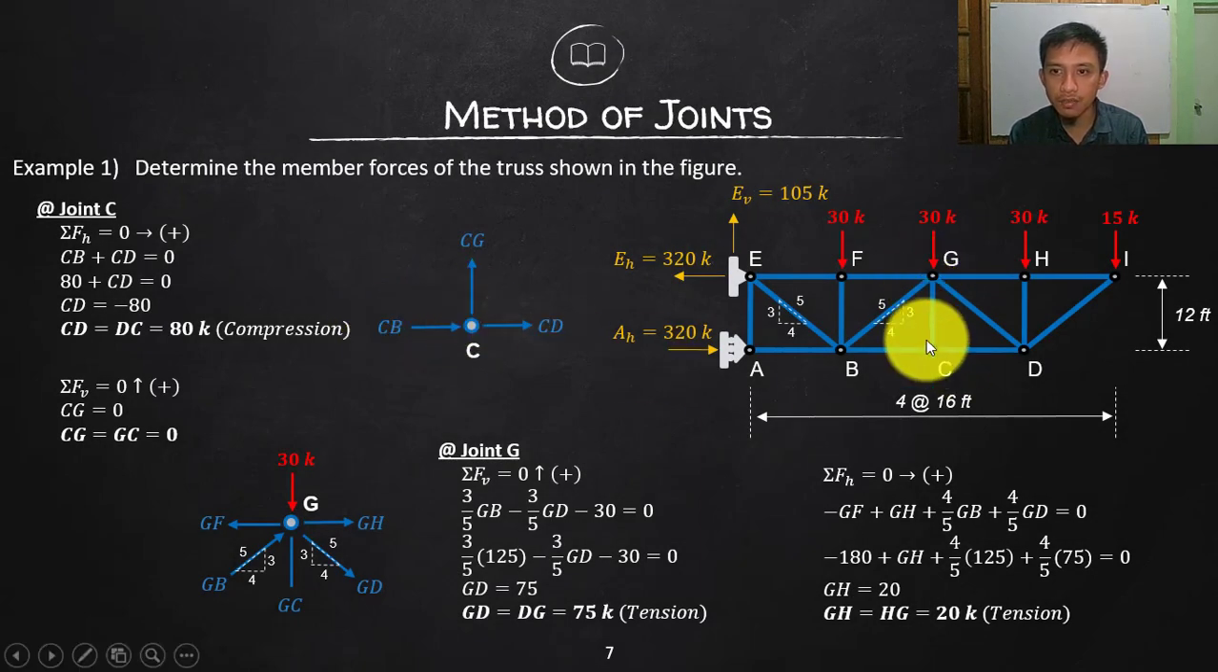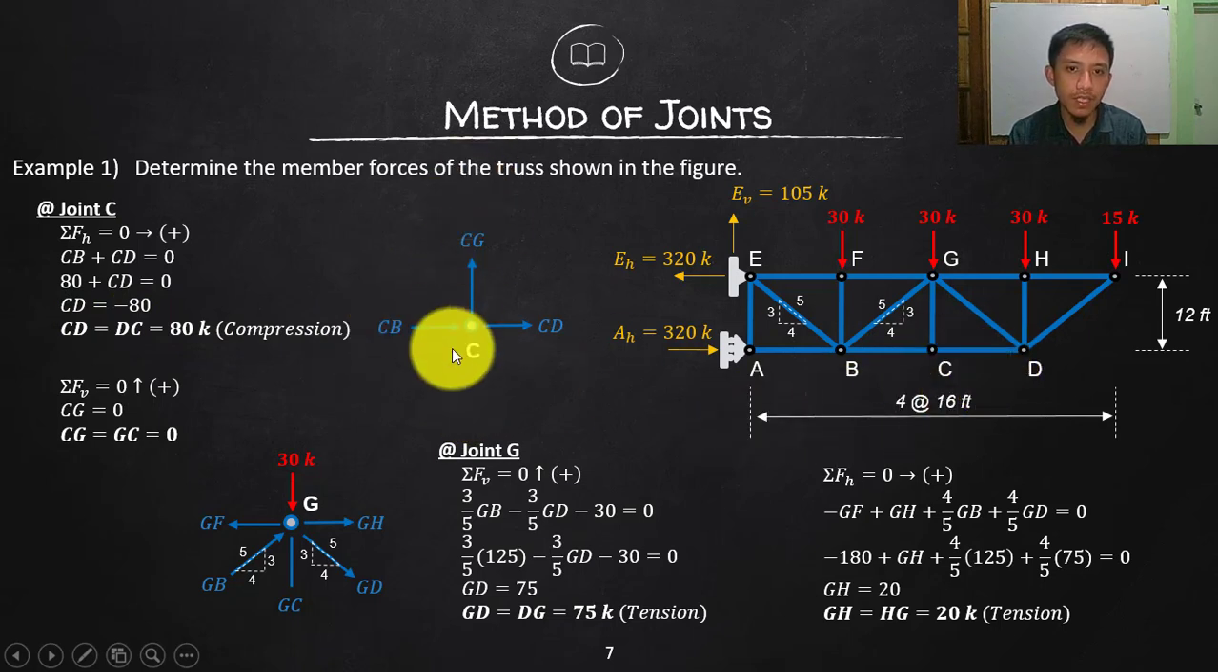CG, that is unknown yet, so we will assume that one outwards. CD, assume that one outwards. Summation horizontal, CB is going to the right, CD is to the right, substitute what is given. So CB is 80, CD is what we will be solving, this will go negative on the other side. So CD is compression, the opposite, since that's a negative. So CD is equal to DC, 80, which is compression.